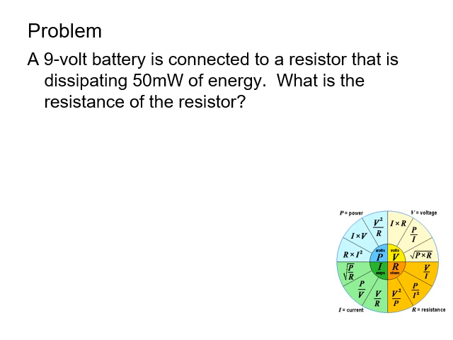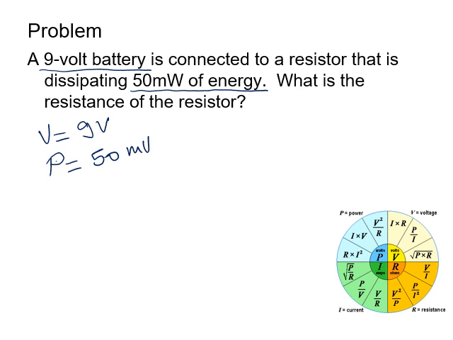Next, all right, I'm back. I just added this diagram which was missing. So let's go back. Here it says a 9-volt battery. So my V is equal to 9 volts. Is connected to a resistor that is dissipating 50 milliwatts of energy. So P is equal to 50 milliwatts.